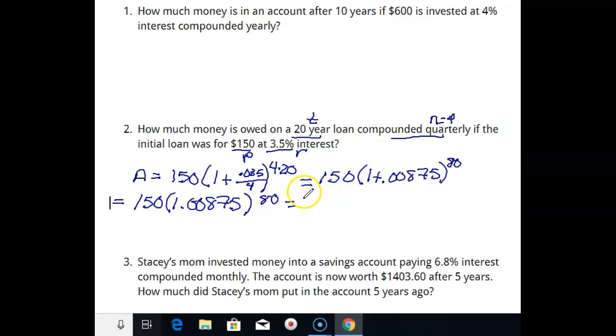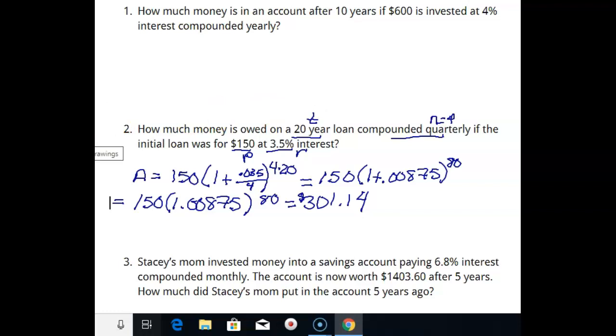I get 301.144, so it's $301.14, or 14 cents. So my $150 item just cost me $301.14, or another $151.14, because I borrowed it on a 20-year loan.